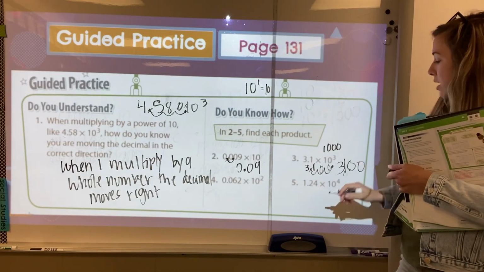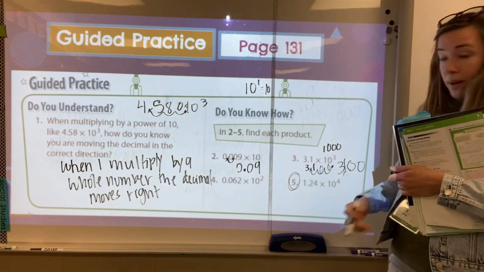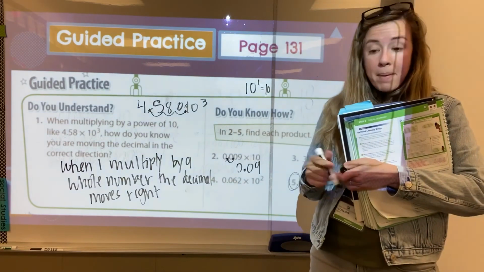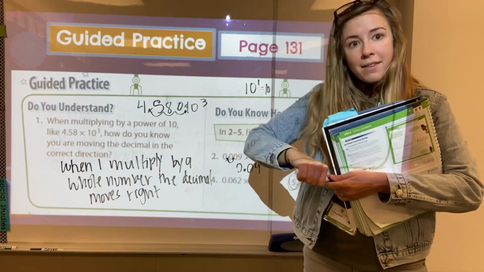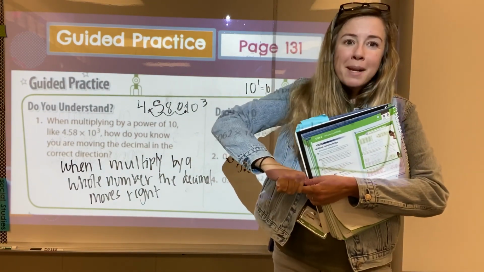Go ahead and just try number 5 and wiggle your answer in the box that's going to pop up. And then we will check number 5 in small group and keep talking about multiplying by powers of 10.